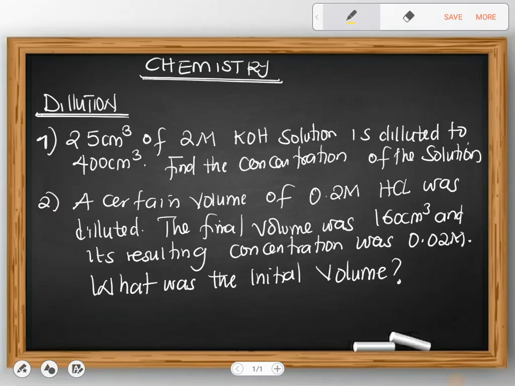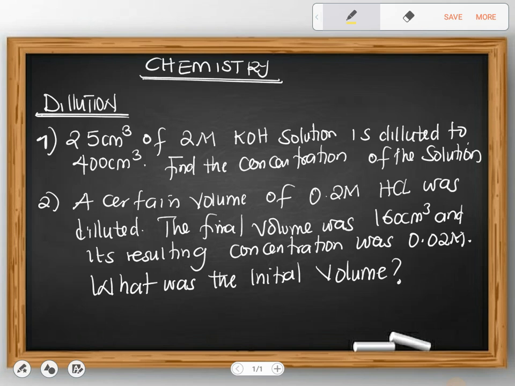Okay, so we'll look at the concept of dilution, and we're going to focus on two questions. Question 1: 25 cubic centimeters of 2 molar potassium hydroxide solution is diluted to 400 cubic centimeters. Find the concentration of the solution. Question 2: A certain volume of 0.2 molar hydrochloric acid was diluted. The final volume was 160 cubic centimeters, and its resulting concentration was 0.02 molar. What was the initial volume?